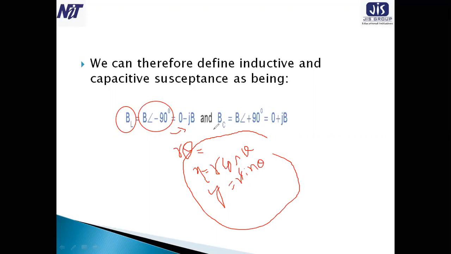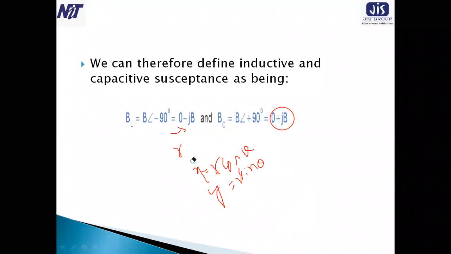And for BC, we know that current leads the voltage by 90 degrees. So that's why the value of BC is equal to B angle plus 90 degrees. Look very carefully. BC is B angle plus 90 degrees. That means 0 plus JB. So in this way, we can define the inductive and capacitive susceptance as given.